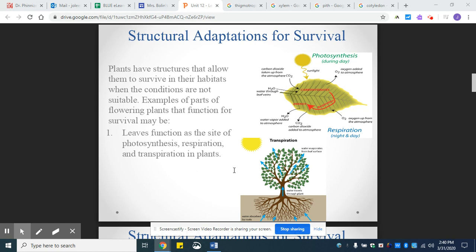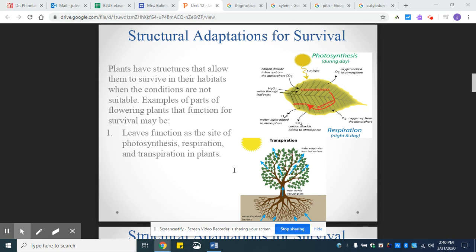And you'll notice the pictures to the right. Photosynthesis during the day: you have sunlight coming into the plant, carbon dioxide taken up from the atmosphere, oxygen added to the atmosphere, water through the leaf veins, with carbohydrates and energy. Through respiration, water vapor is added to the atmosphere and carbon dioxide is added to the atmosphere, again night and day.